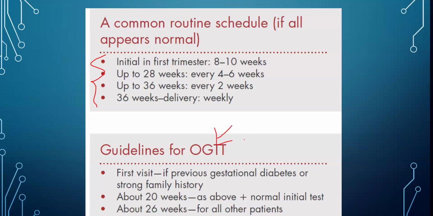Guidelines for OGTT. So as you know, for every patient, around 26 to 28 weeks, we are going to do OGTT. But there are a few patients who might need the OGTT in their first visit, which is if someone had a previous gestational diabetes or if there is a strong family history of diabetes. For this group of patients, you will do the OGTT in the first visit. And if their initial test was normal, then at 20 weeks, you will again do an OGTT for this group.